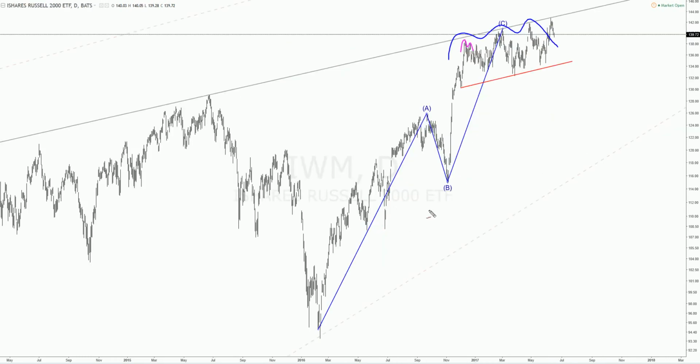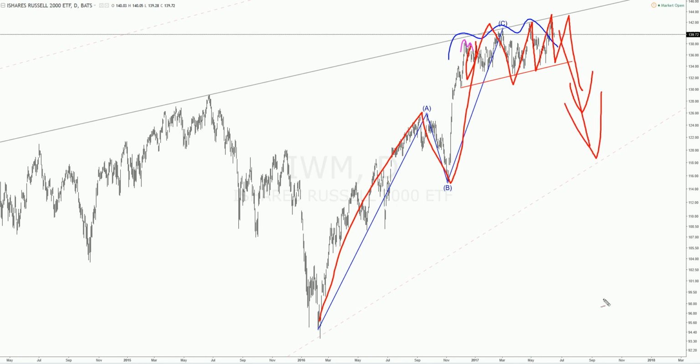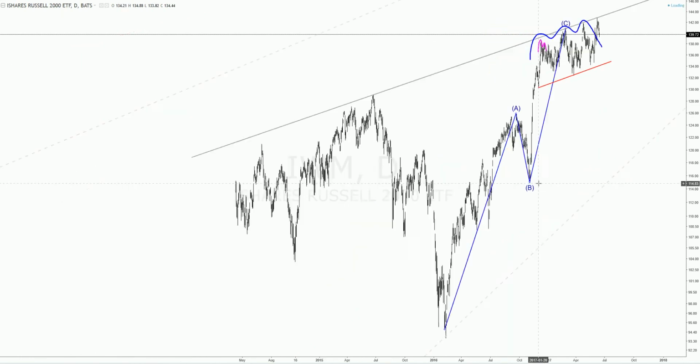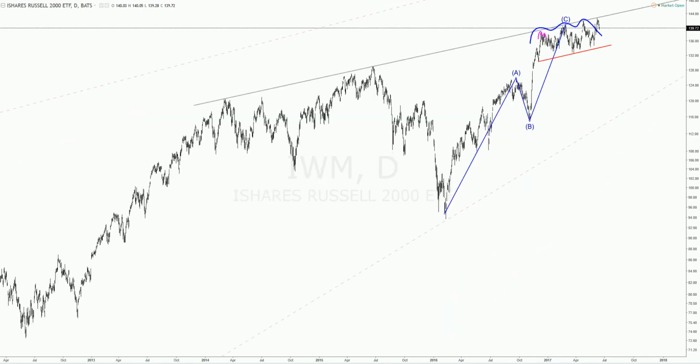So keep that in mind. Taking a look at small caps, we had a 1, 2, 3. We went into this flag now. So what we're looking for is downside. Okay? That's what we're looking for in the Russell.